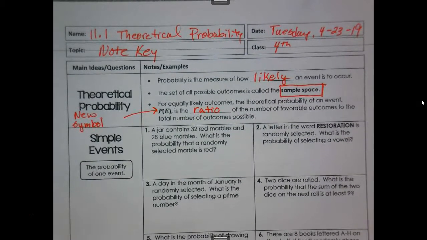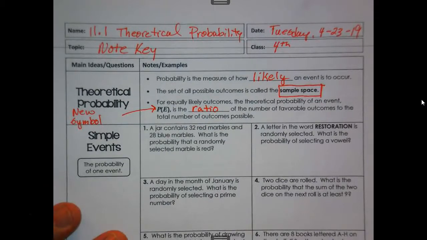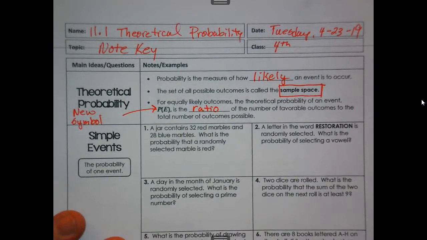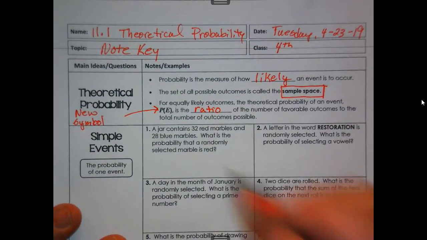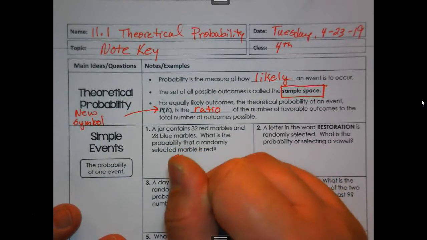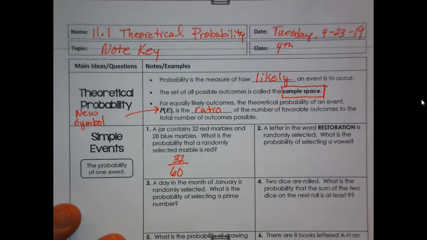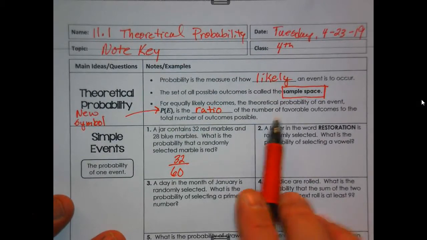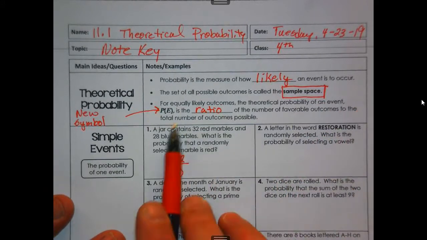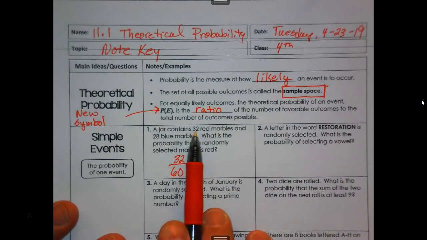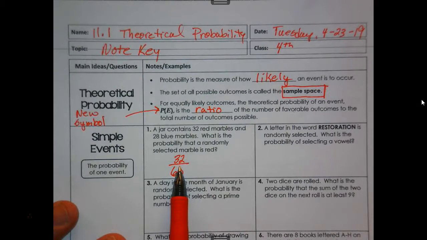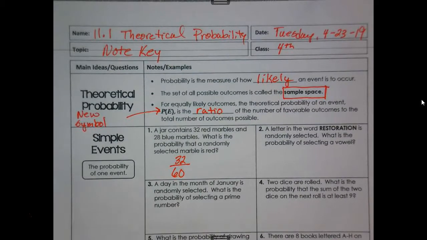Number one, a jar contains 32 red marbles and 28 blue marbles. What is the probability that a randomly selected marble is red? Okay, number of favorable outcomes to the total number of outcomes possible. So the favorable, we want red, 32 red, that's how I get 32. And the total, well, 28 plus 32 is 60. So we will always have the larger number in the bottom.